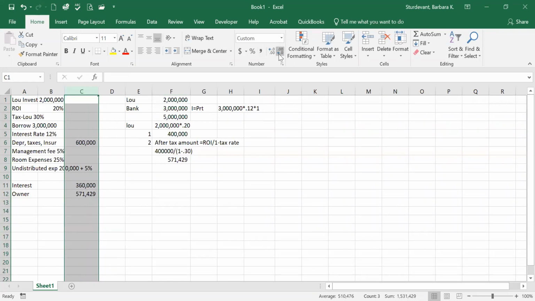So we should always assume that desired ROI, if we see it, is an after-tax number. Yes, always, always, always, always. And you will always have the tax percentage for the owner. You'll always have that. So those are your first 2 steps. Always start with those. You're always going to have them.